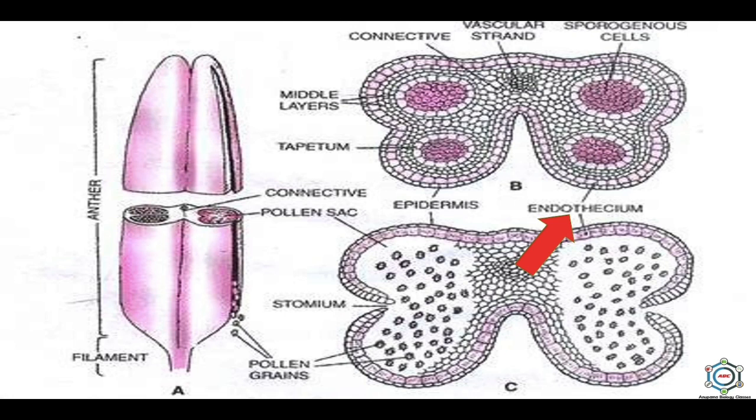Second is endothecium, which is also a single layer and possesses fibrous thickenings. Third is the middle layer, which generally disintegrates in the mature anther. Then the tapetum, which may be uni-, bi- or multinucleate and possesses dense cytoplasm. And the primary sporogenous cells or layer, which divides further and gives diploid sporogenous tissue. So this is the complete structure of an anther.